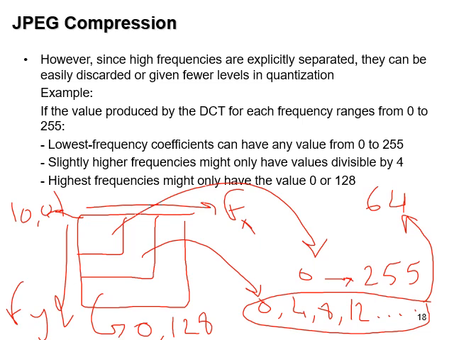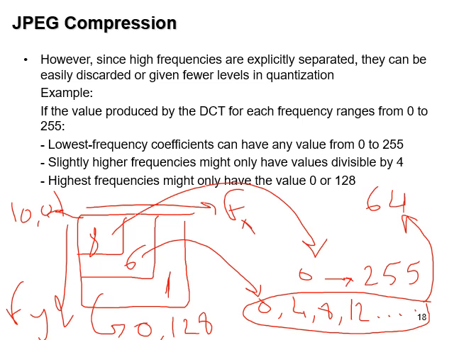Overall, in the low frequency area, you will need 8 bits to represent any frequency. You will need 6 bits to represent any frequency in the middle area, and you will need 1 bit to represent any frequency in the high area. Compared to what? You would have actually used 8 bits for all of them.